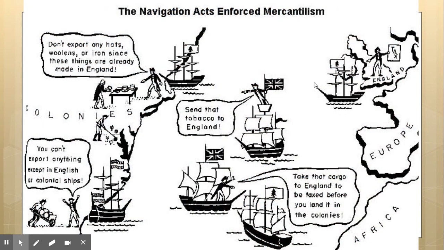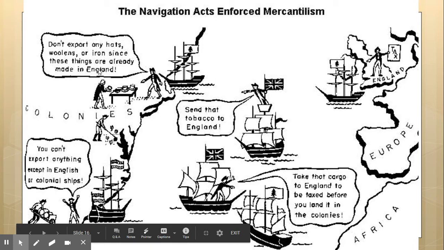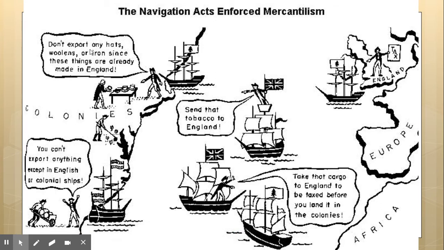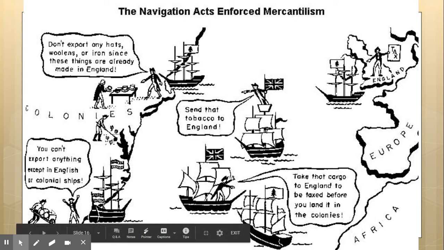And this was one of the Navigation Acts that was enforced by mercantilism. So if you look over here in the colonies, so this would be the 13 colonies over here, you can't export any hats, woolen, or iron since these things are made in England. So if the U.S. made these things that England was selling, it would be bad for England. So they didn't allow them to make those finished products. You can't export anything except in English colonial ships. So the raw materials that you could export had to only go in English ships. Okay, it couldn't go in anybody else's ships.